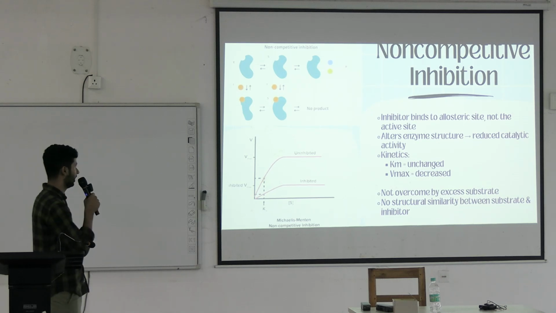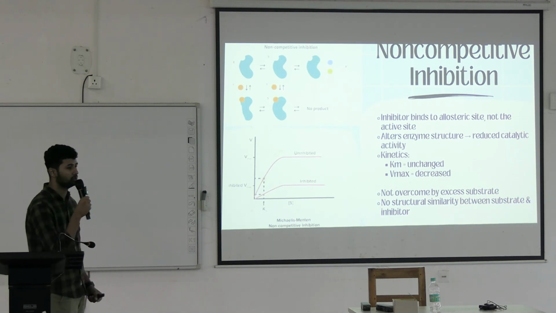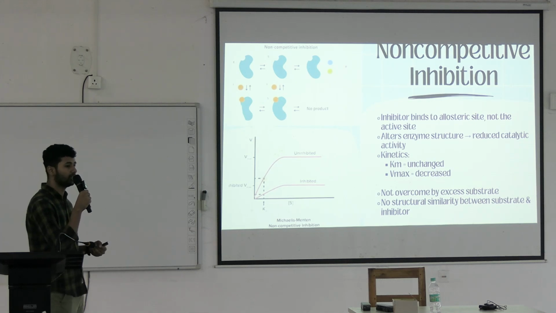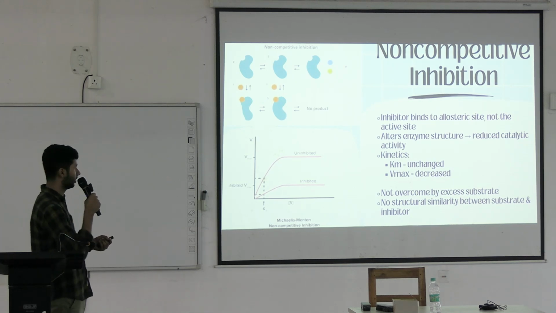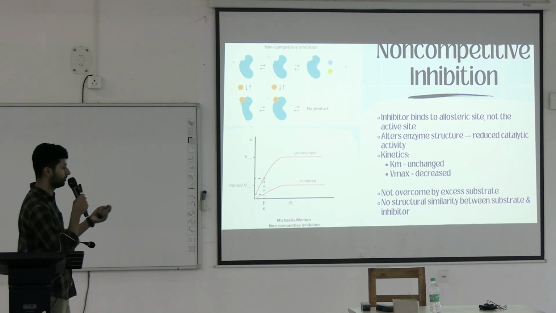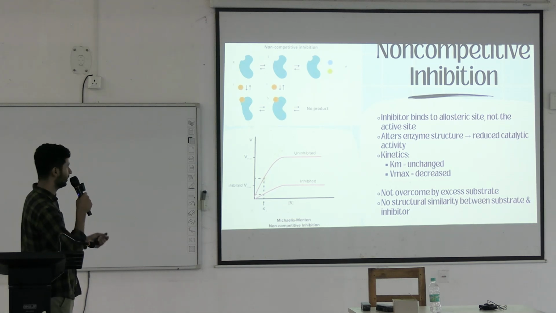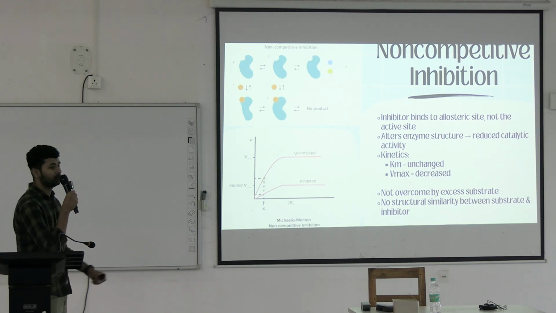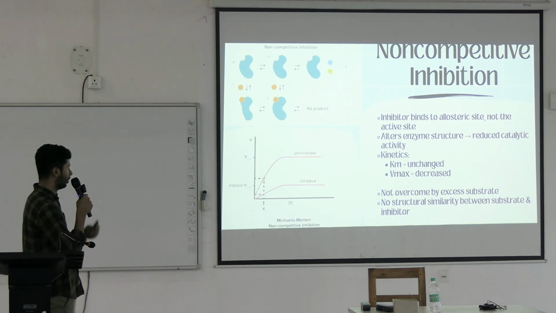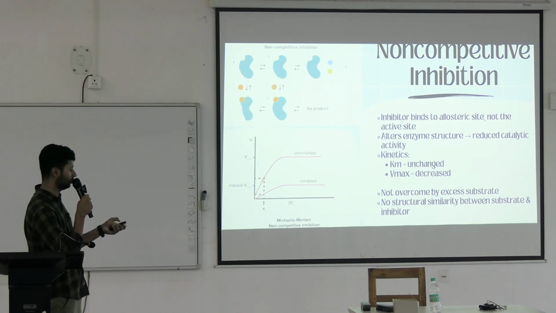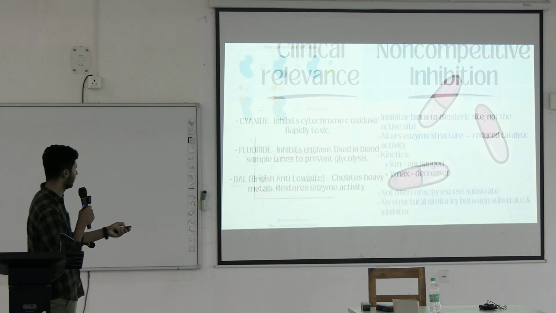Non-competitive inhibition. In non-competitive inhibition, the inhibitor binds to the allosteric site of the enzyme and not the active site, and alters the enzyme structure itself, which leads to a decrease in Vmax, but the Km is unchanged. We cannot overcome this by increasing the substrate concentration because the inhibitors are not structurally similar to the substrates.